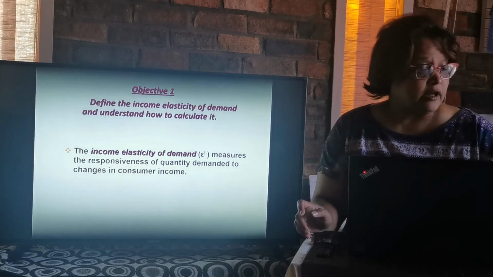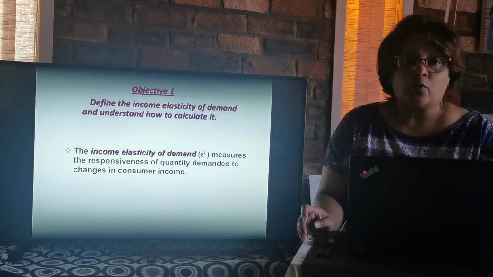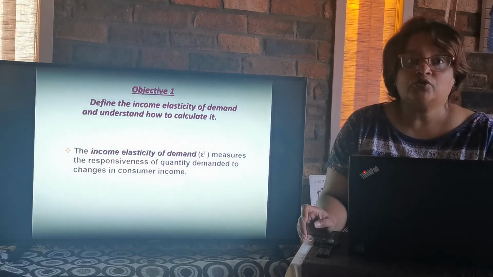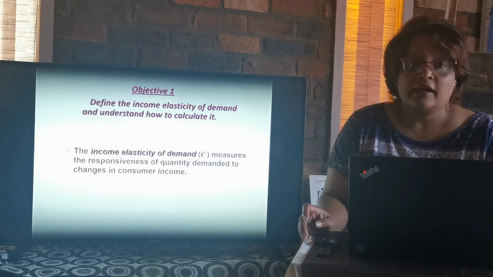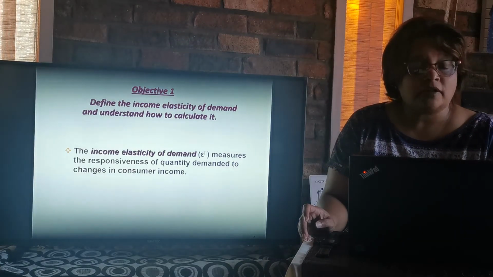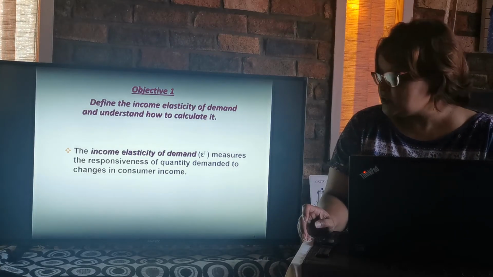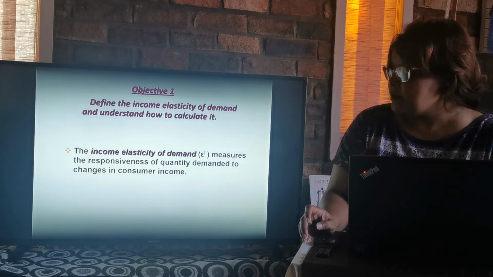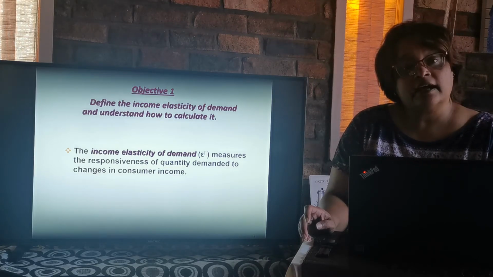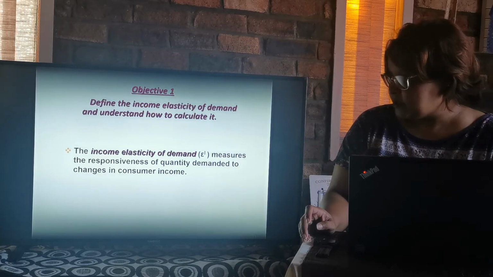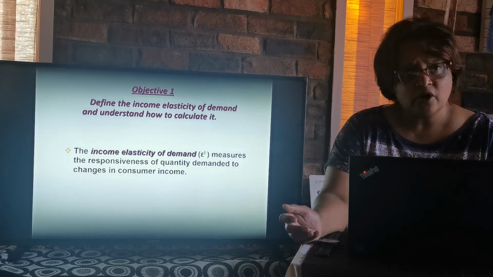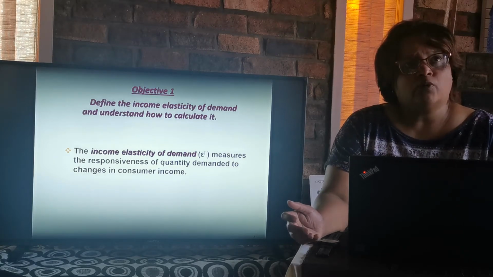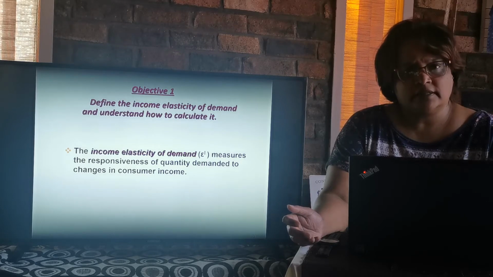For this module, and specific for the N4 course, there's an outcome that you need to know the calculations for elasticity. We know now for demand, we know now for supply, and we're also now going into what it will be for income. The first objective says define the income elasticity of demand and understand why you need to calculate it. Income is what you earn. I would almost want to say it is your affordability.